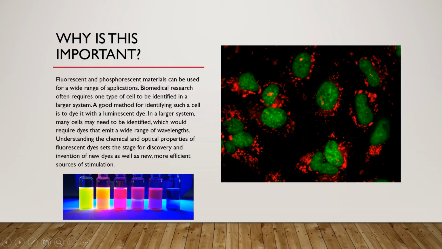So why is this important? Fluorescent and phosphorescent materials can be used for a wide range of applications. Biomedical research often requires one type of cell to be identified in a larger system. A good method for identifying such a cell is to dye it with luminescent dye. In a larger system, many cells may need to be identified, which would require dyes that emit a wide range of wavelengths. Understanding the chemical and optical properties of fluorescent dyes sets the stage for discovery and invention of new dyes, as well as more efficient sources of stimulation.